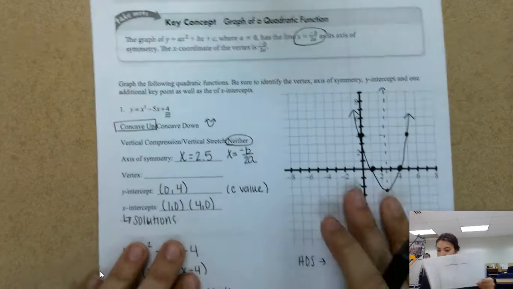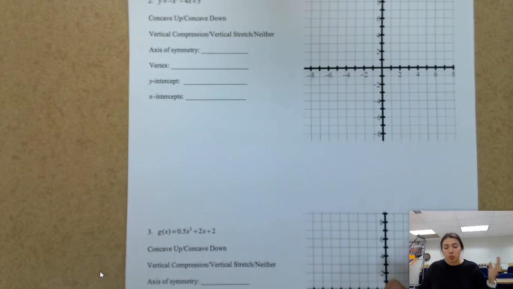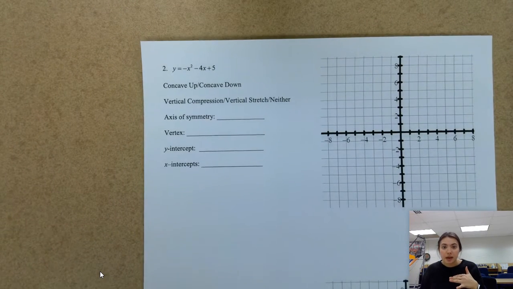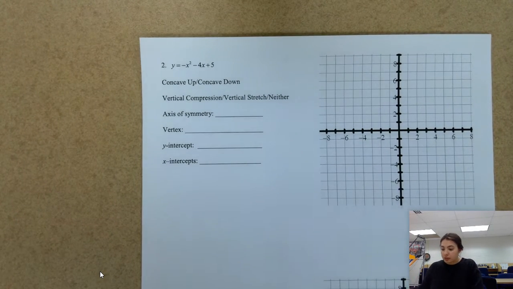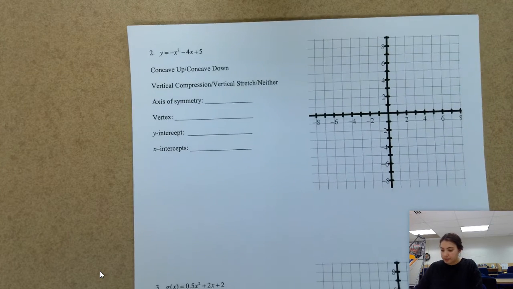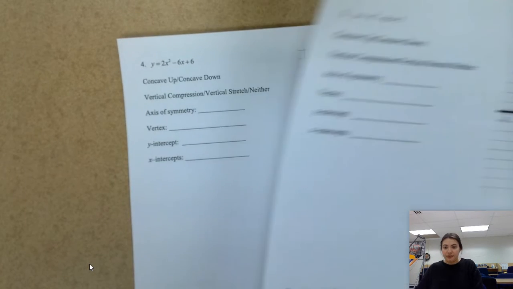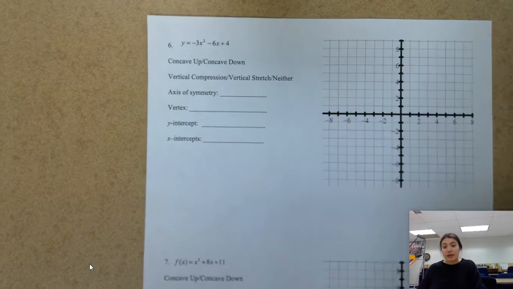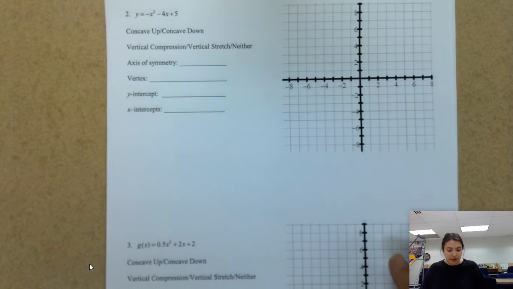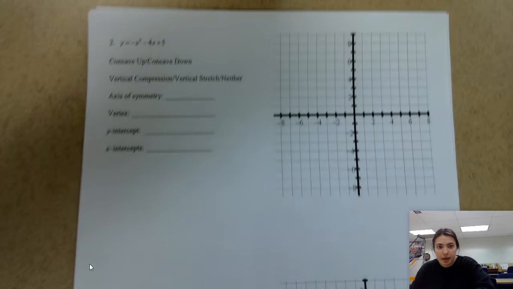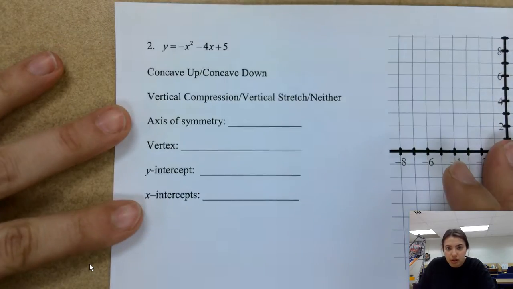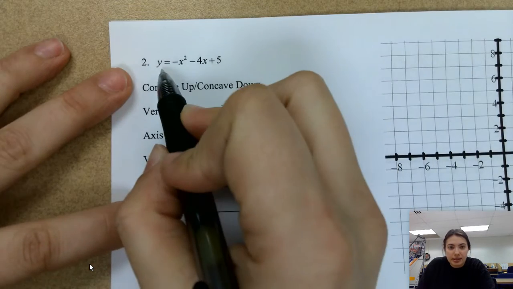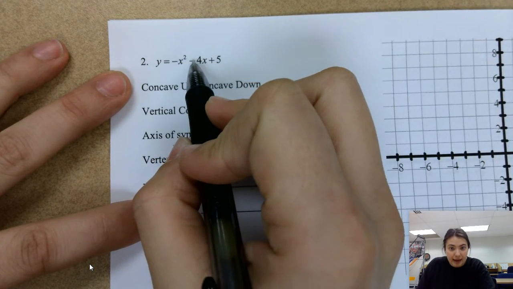So let's turn our page. The next two examples, like I said, we'll do together in this video. However, the last remaining 4, so page 3, numbers 4 and 5, and then page 4, numbers 6 and 7, are going to be your homework for tonight. So if we get started with this first example, we can take a look at number 2. Number 2 is the function y equals negative x squared minus 4x plus 5.